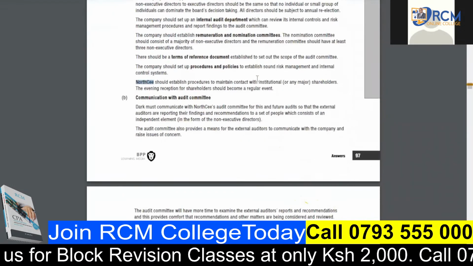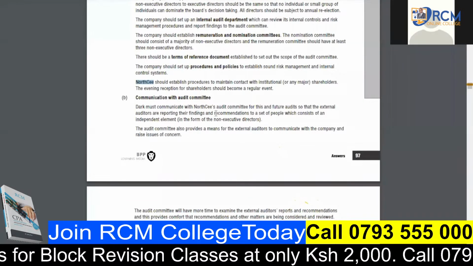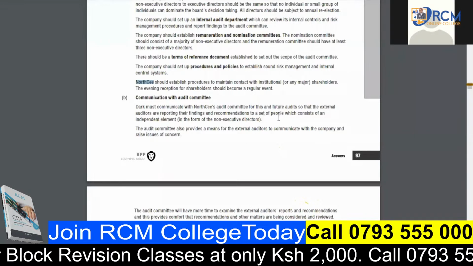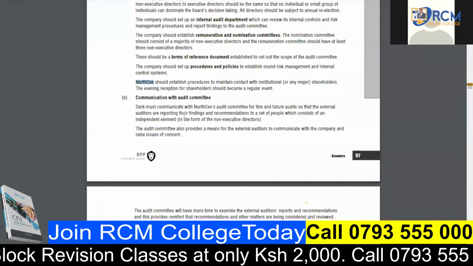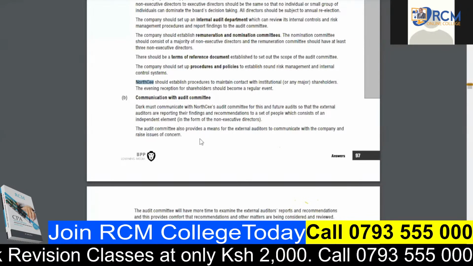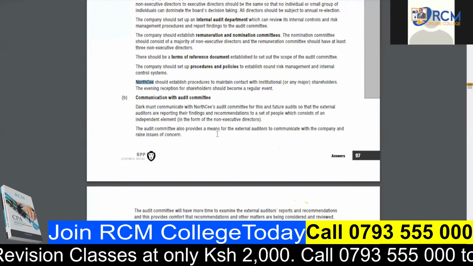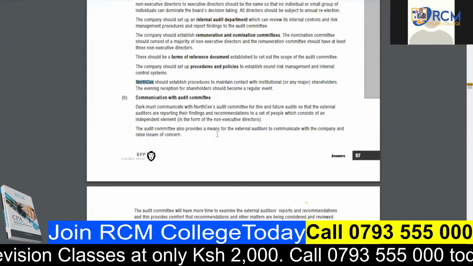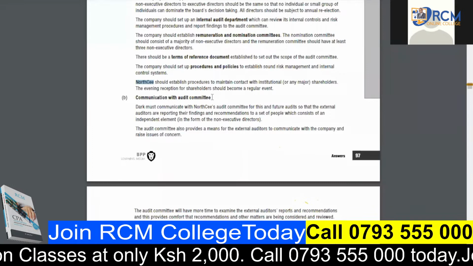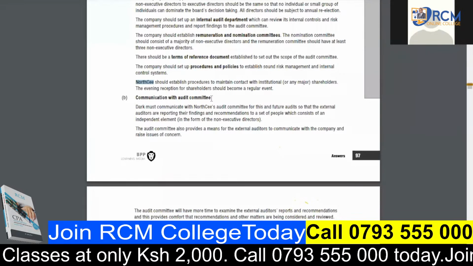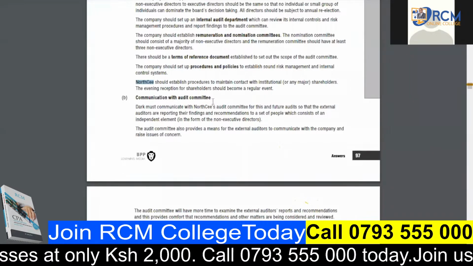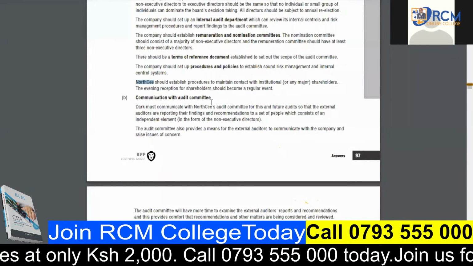So we are told communication with the audit committee. DAC must communicate with North Sea's audit committee for this and the future audit, so that the external auditors are reporting their findings and recommendations to a set of people which consist of an independent element in the form of non-executive directors. The audit committee also provides a means for the external auditors to communicate with the company, and raise issues of concern. Hapo mesha pick kitu ya maana hapo, kwamba I'm talking to these friends of mine because they're independent. I'll be able to add so many things because I know that one of those members understands the auditing or even accounting language, etc. So can I go to something different?